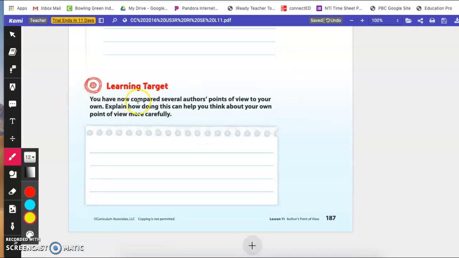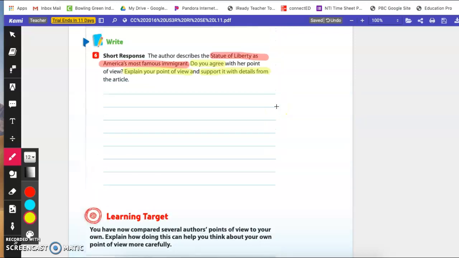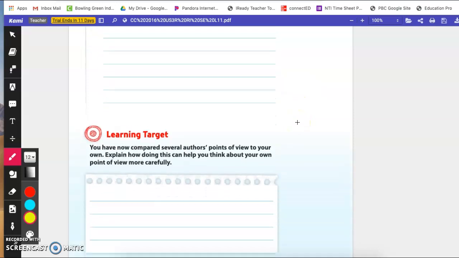And then the learning target portion where you will just fill in that you have compared author's point of view to your own point of view. That's what you're doing right here in this last question. You're deciding if you feel the same way the author feels about the Statue of Liberty. You're agreeing or disagreeing with the author about the Statue of Liberty.